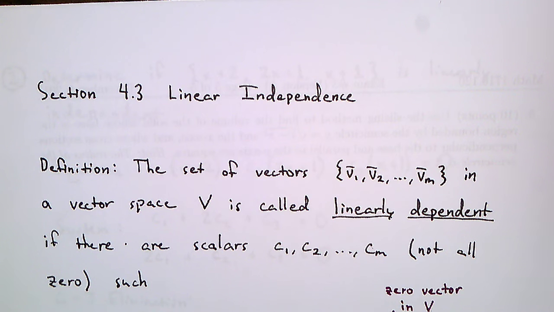In this video over section 4.3, linear independence, we're going to take a look at the concept of linear independence that we learned a while ago, but in a more abstract setting for general vector spaces. Let's get straight to the definition, and then we'll work through some examples where we figure out a little bit about what the definition means.